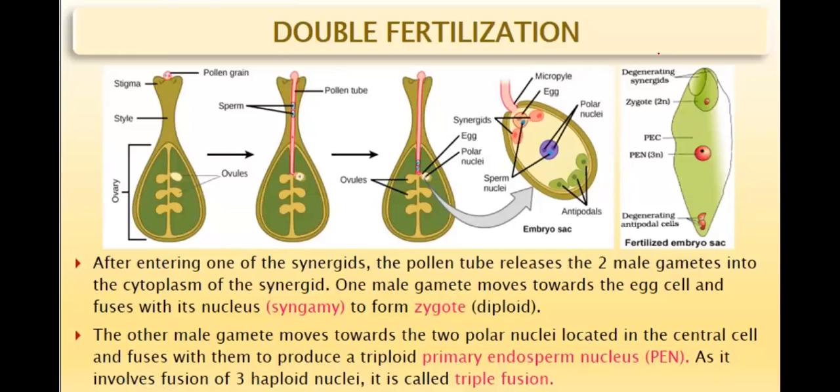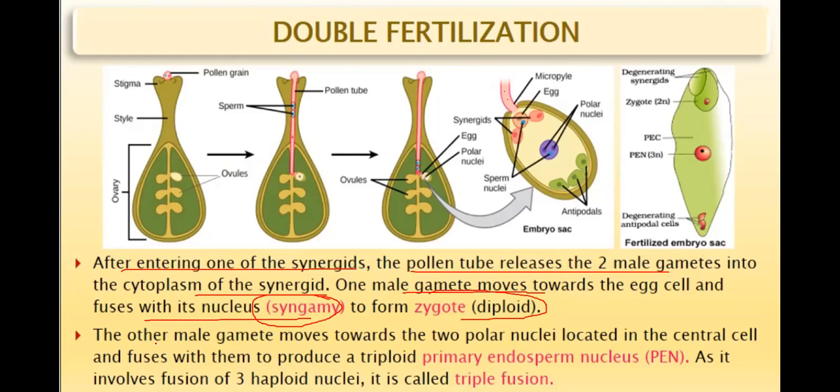Now we'll be discussing double fertilization. What is double fertilization? After entering one of the synergids, here are the synergids, the pollen tube releases two male gametes. Here the pollen tube is having two male gametes. These two male gametes are released into the cytoplasm of the synergid. One male gamete moves toward the egg cell and fuses with its nucleus, so that is called syngamy. One male gamete fuses with the egg cell, that is called what? Syngamy, to form the zygote.